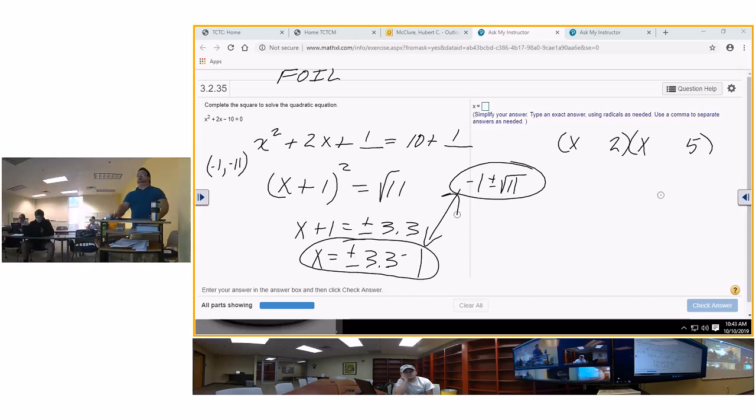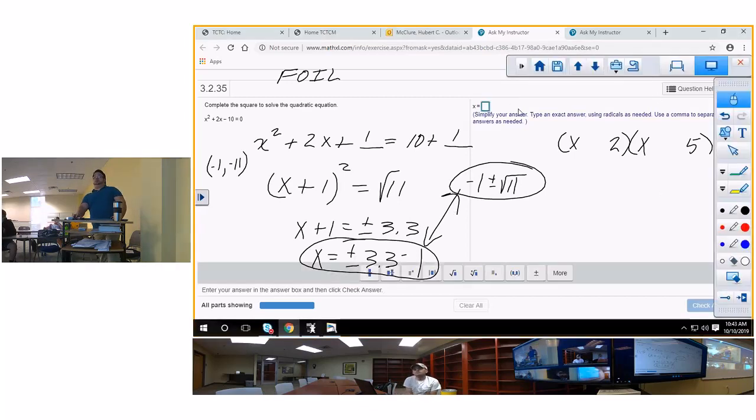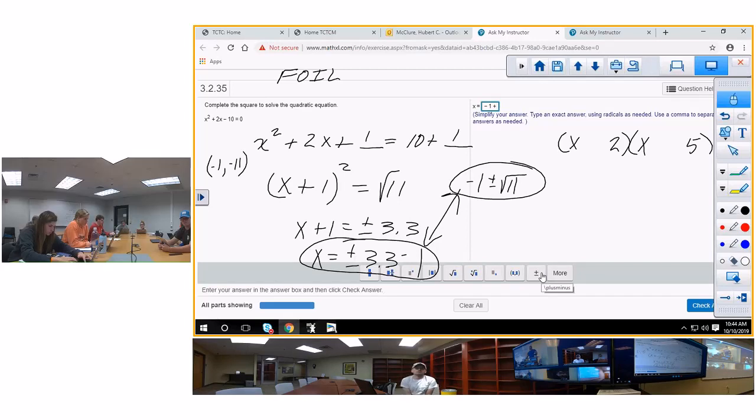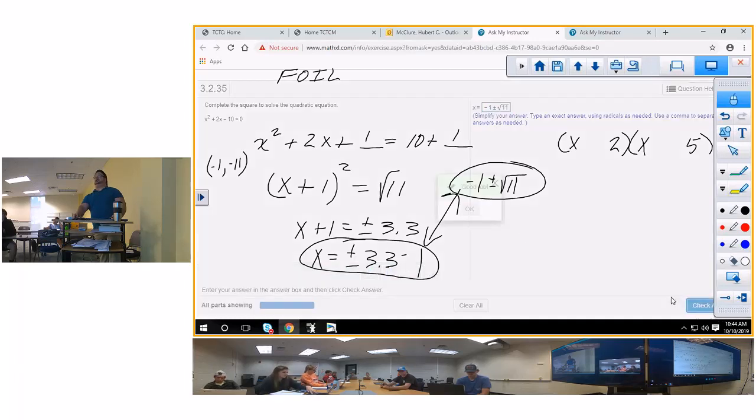Go ahead, how do you type that in? -1 plus or minus the square root of 11. I don't know if they'll accept this, but it's not wrong, so if you type that in, I will take it. Let's see if they take it. All right, they do take it.